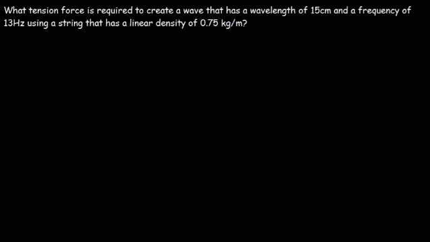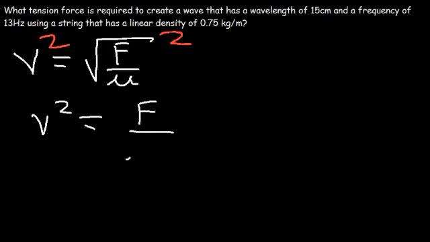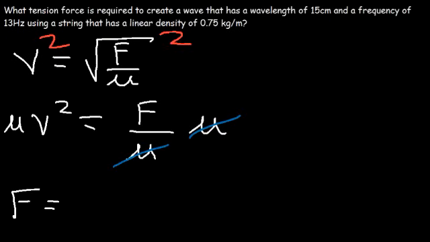So the equation that we need to find the tension force is velocity is equal to the square root of the force divided by the linear density. So let's go ahead and solve for F. Let's square both sides of the equation. So V squared is equal to F divided by the linear density. So let's multiply both sides by the linear density, and then we can get the equation for F. So F is the product of the linear density times the square of the speed.